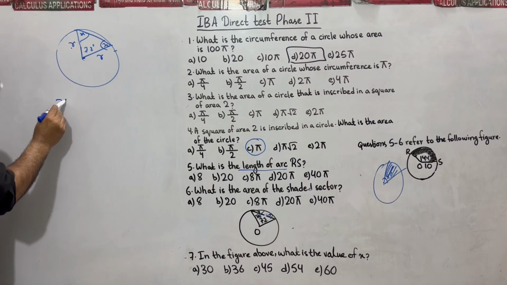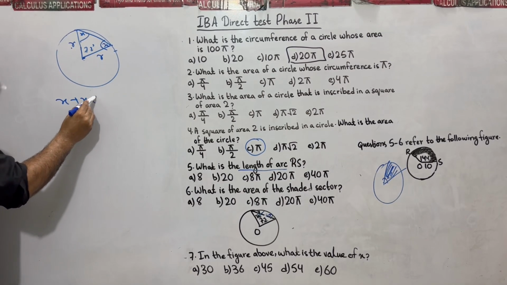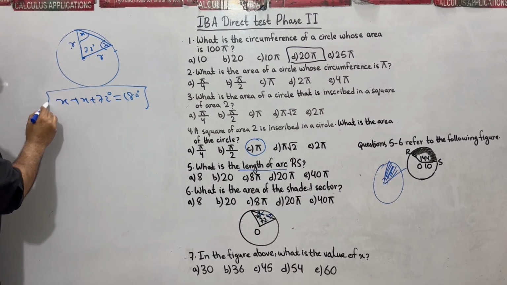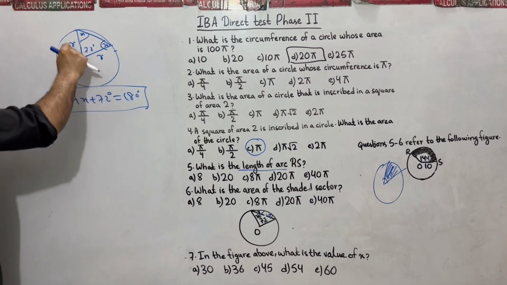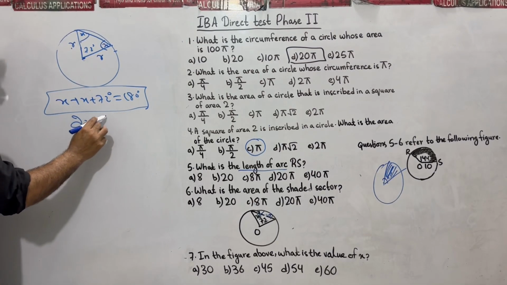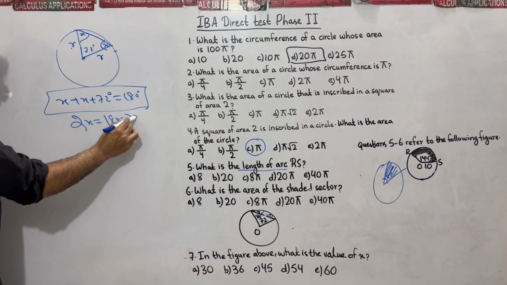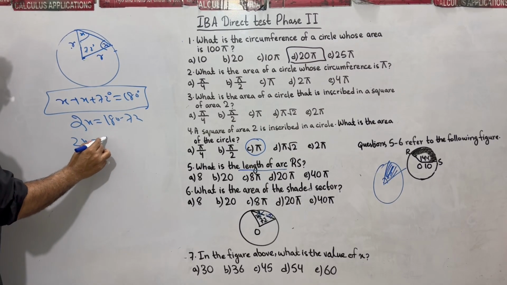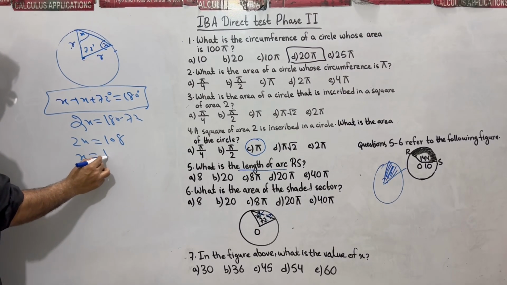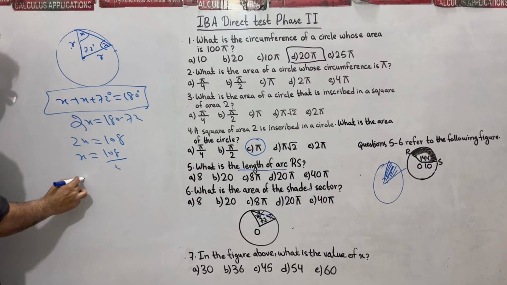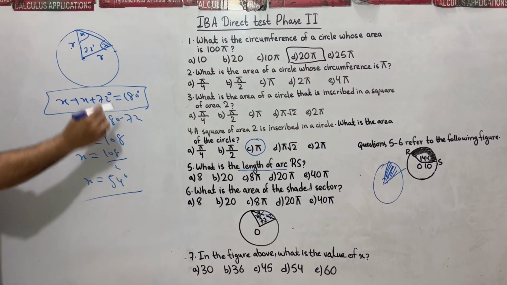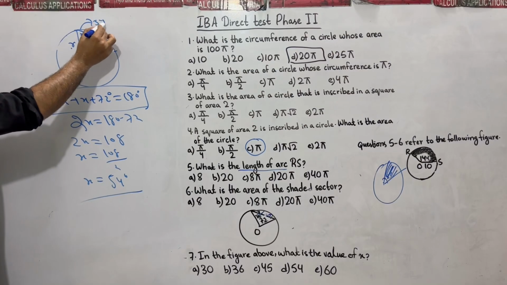Means we have x plus x plus 72 degrees is equal to 180. We have utilized the tiny fact that the sum of all three angles of a triangle is 180. x plus x is 2x. Shift 72 over there: 180 minus 72, I have 2x is equal to 108. Dividing by 2, I have 108 divided by 2. So x is equal to 54 degrees. So this x is equal to 54.